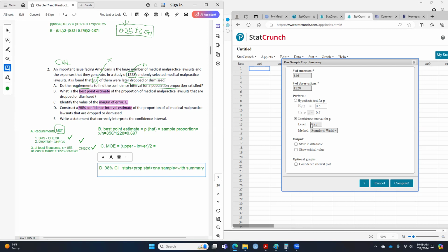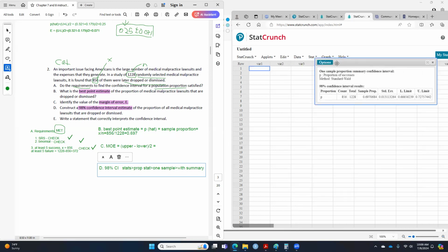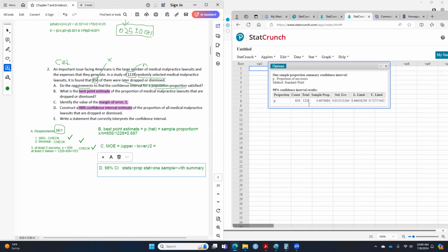You need to click right underneath there for the confidence interval, because we're not performing hypothesis testing. So make sure you move that. The level in this case is 98%, because the question is asking for 98%. The method is Standard Wald, so don't change anything. Then you hit Compute. You notice that the sample proportion you calculated in question B, 0.697, is there, so you can always check your answer here.